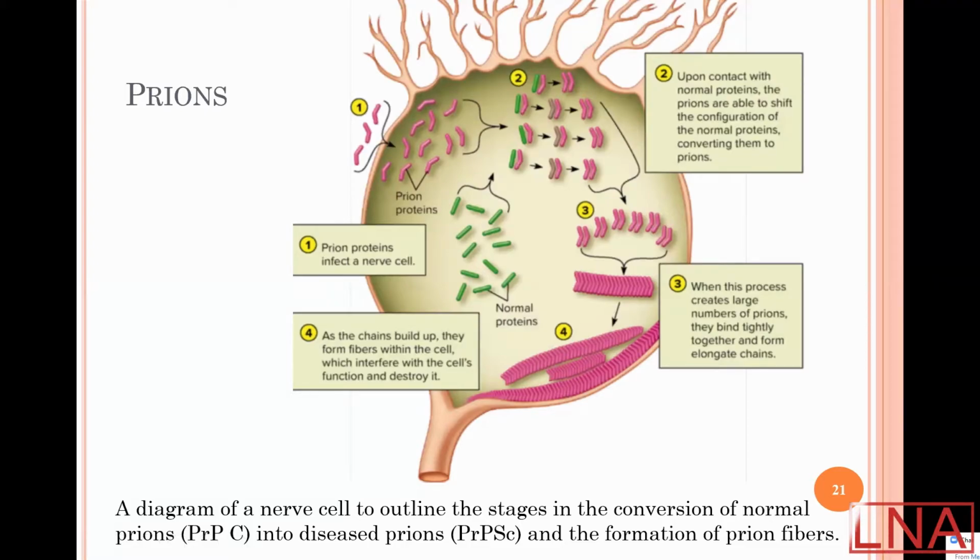Sir, what can be the treatment if the person is infected with prions? So, Yatri, there is no treatment strategy. Prion infection is totally untreatable. If a person gets a prion infection, it causes death. But fortunately, it is a very rare infection.